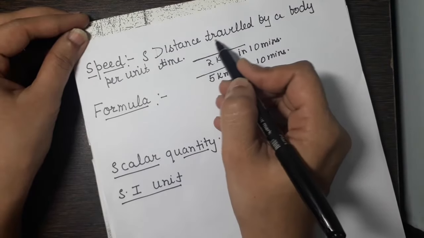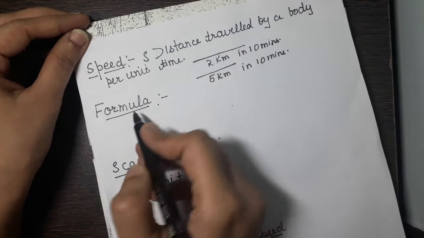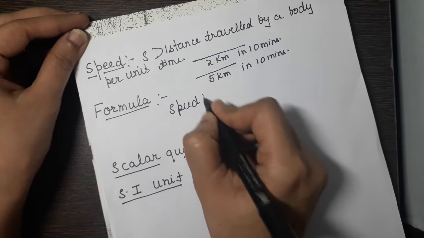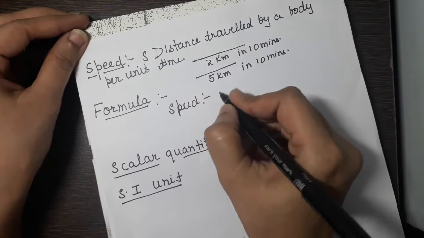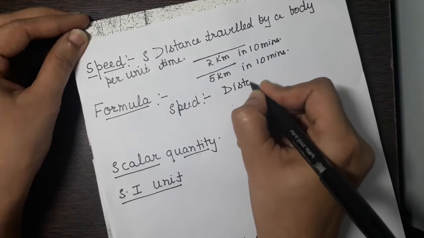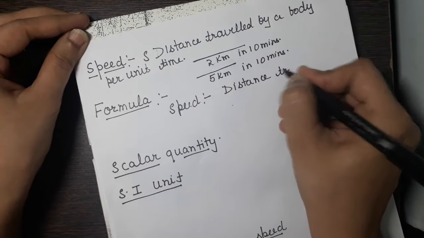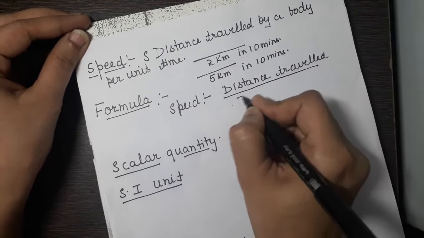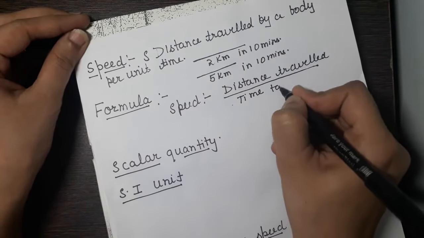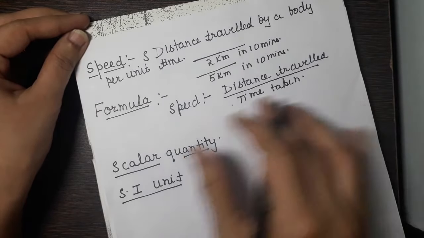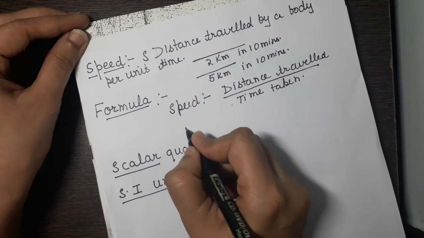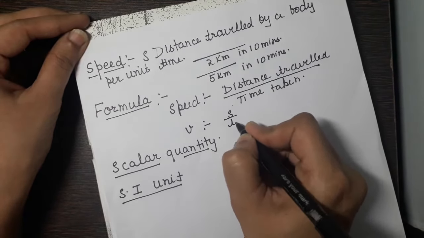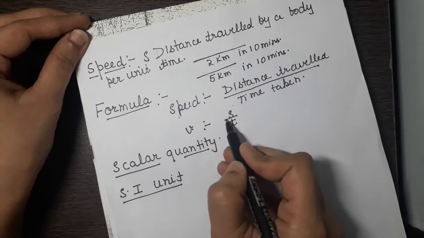From the definition, we can derive the formula of speed. Now the formula of speed is, as we know from the definition, distance traveled in time taken. So in symbolic form, speed will be represented by V, distance by S and time by T. So this is the formula for speed.